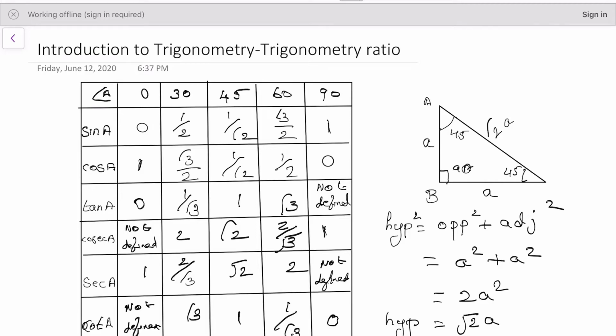Similarly, I'll write for cos. Sine 45 is 1 by root 2. Cos A is equal to adjacent by hypotenuse. Adjacent is A, hypotenuse is root 2A. So it is 1 by root 2. Similarly, I can get all the other values. This is how I got this table. One more example I'll explain, for 30 degree also.